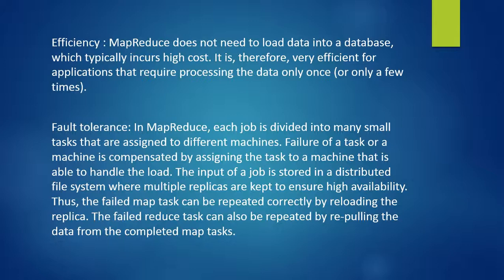Fault tolerance. In MapReduce, each job is divided into many small tasks that are assigned to different machines. Failure of a task or machine is compensated by assigning the task to a machine that is able to handle the load. The input of a job is stored in a distributed file system where multiple replicas are kept to ensure high availability. Thus, the failed map task can be repeated correctly by reloading the replica. The failed reduce task can be repeated by re-pulling the data from the completed map task.